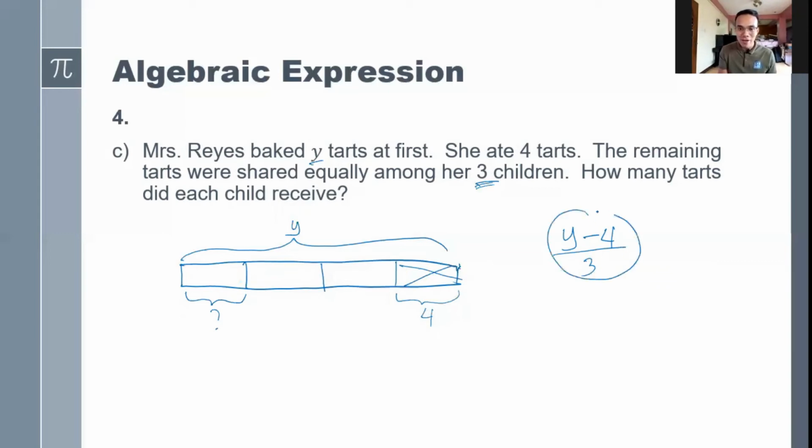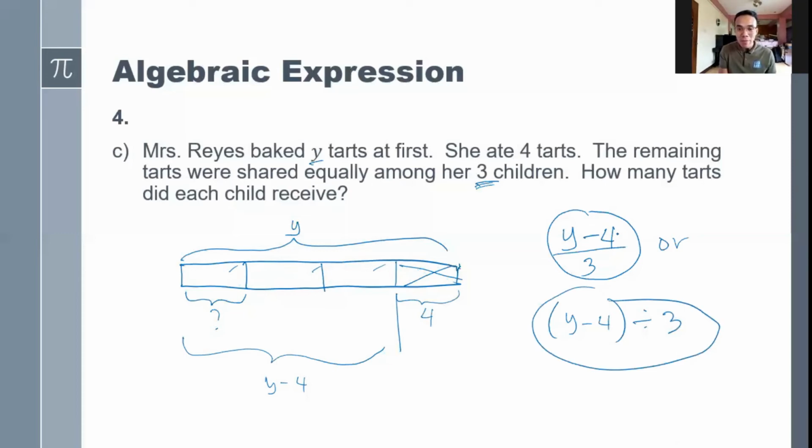This is already our final answer. Or we have here y minus 4. Okay? This is y minus 4 up to here, because you take away 4 from this whole thing. So the remaining is y minus 4, and there are 3 equal parts. That's why we have to divide y minus 4 by 3. And this is the same as y minus 4 over 3. Okay?